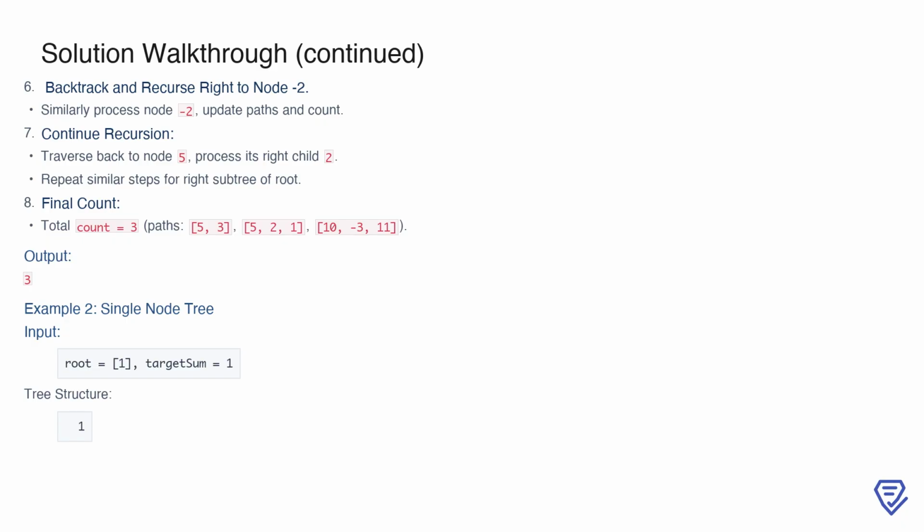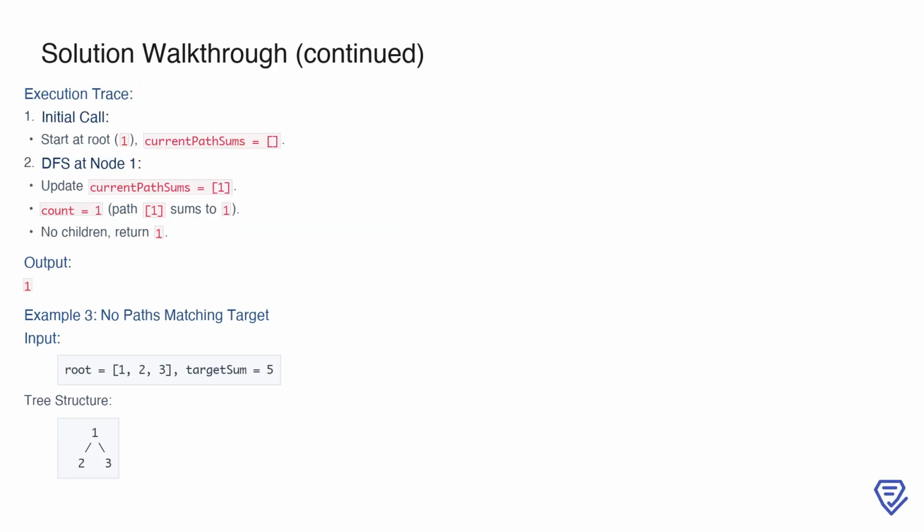After completing the left subtree of the root node 10, we traverse its right child, node -3, and subsequently its child node 11. By the end of the traversal, we find that there are 3 paths in total that sum to 8: 5, 3; 5, 2, 1; and 10, -3, 11. This gives us the final count of 3 for this example.